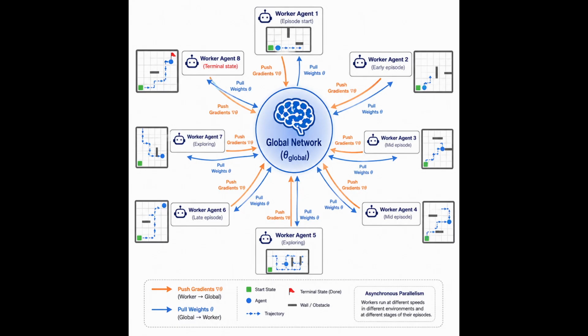But experience replay has limitations. It requires storing large amounts of data. It's incompatible with on-policy learning. You need the data to come from your current policy, and it doesn't scale elegantly to recurrent or non-Markovian settings.